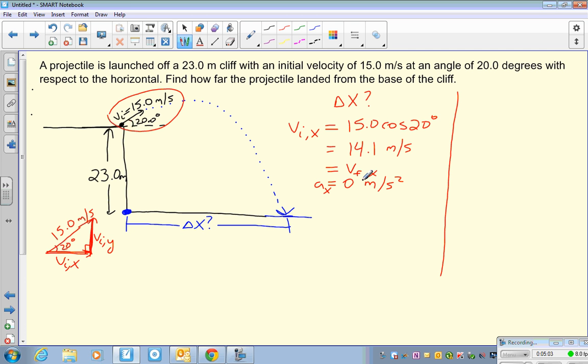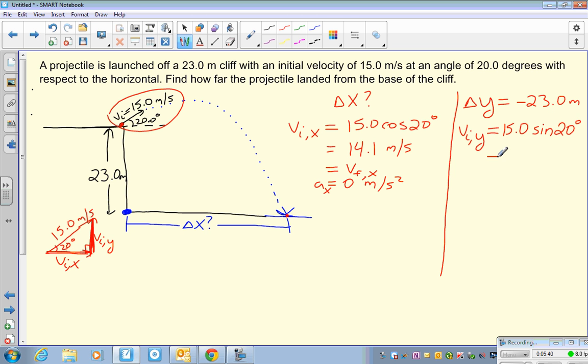We know that the cliff is 23 meters high, so from where the projectile starts to where it ends up, it's going to drop 23 meters. Since it's going down, our displacement in the y direction is negative 23.0 meters. And going along with the other assumptions, v initial in the y direction, just like in the x, we're going to use that triangle. Since it is the opposite side of our angle, we're going to use sine. So this is 15.0 sine of 20.